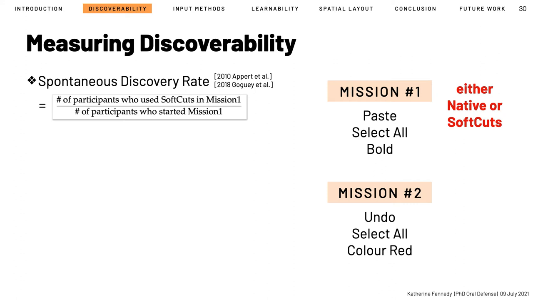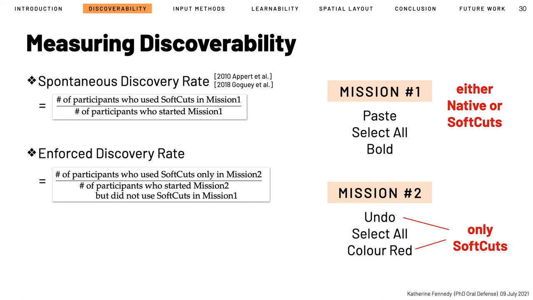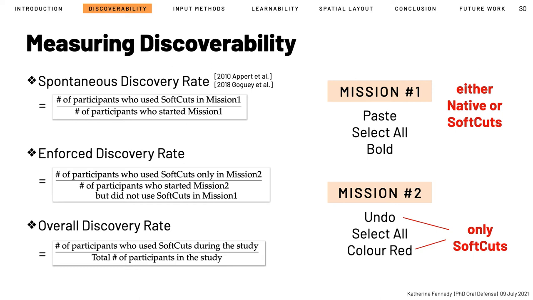Mission 2 has undo and color commands, which are only accessible via SoftCuts. In this second mission, we are forcing the discovery of SoftCuts, and we excluded those who already had discovered SoftCuts in mission 1. Lastly, we also measured the overall discovery across both missions as a whole.